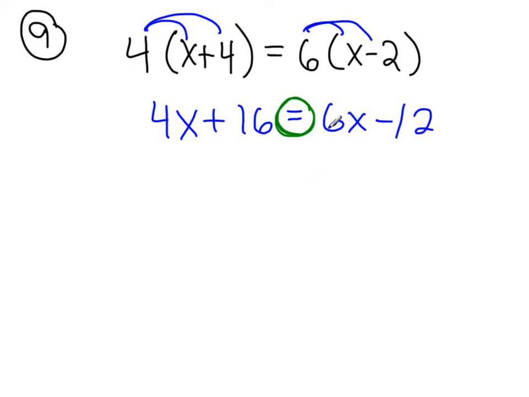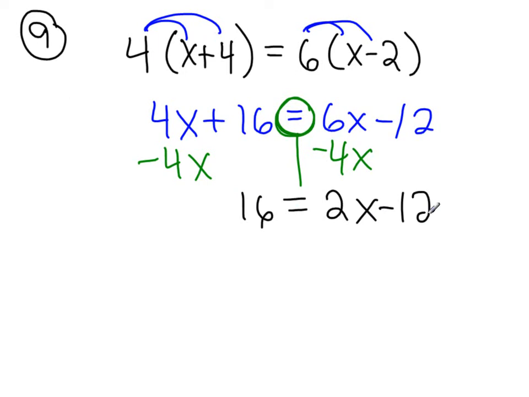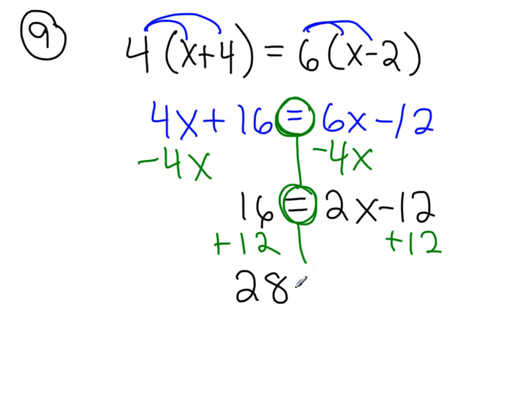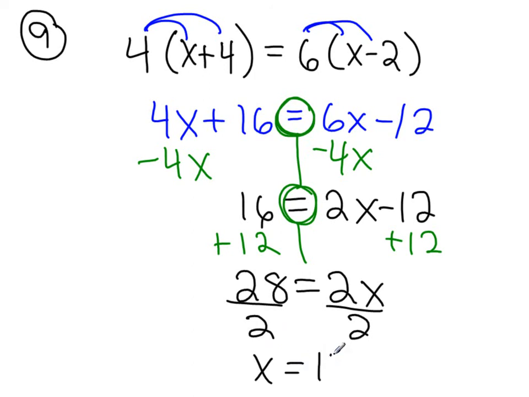So we have x on 2 different sides. We'll move the smaller one to the bigger one. And we're left with 16 equals 2x minus 12. Identify that equal sign. We have a minus 12, so we'll do the opposite. We'll add 12 to both sides. 16 plus 12 is 28 equals 2x. And then we'll divide both sides by 2. And we're left with x equals 14. And that is all.